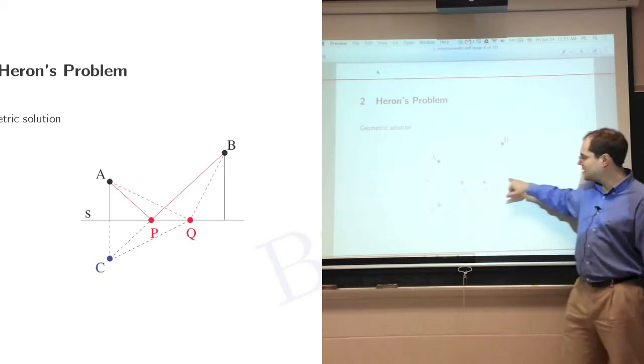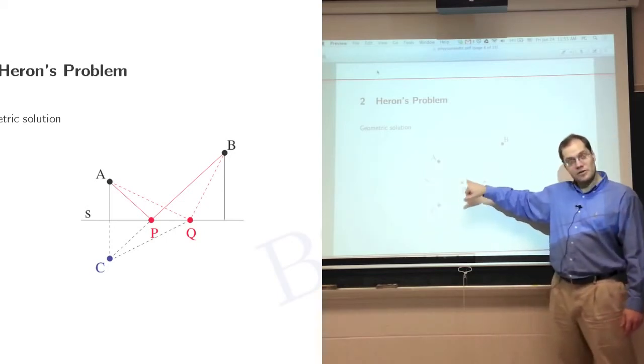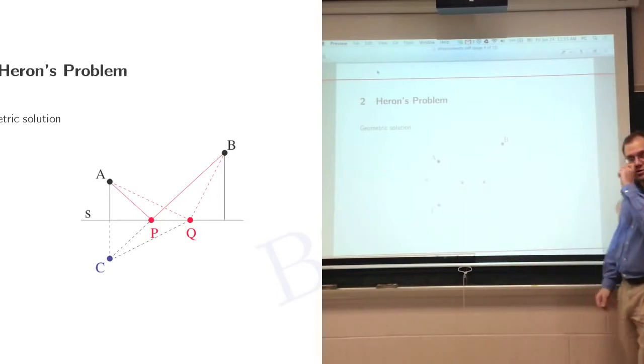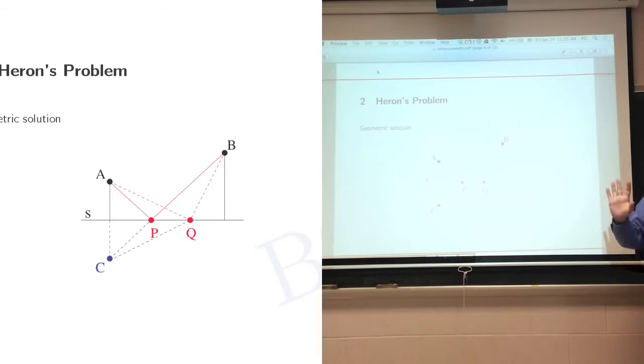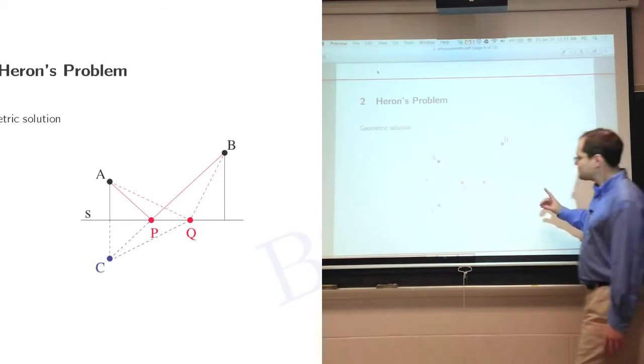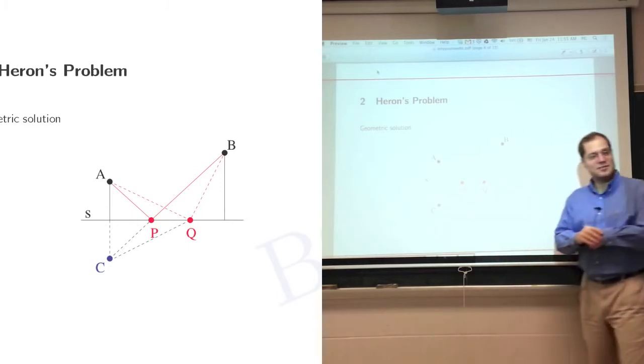Where along the line, on the river, is the point to which you would go so that your total path that you will travel is the least? Who knows the solution to this problem? Who's seeing this for the first time? Oh, okay. Great. So it has a beautiful solution.